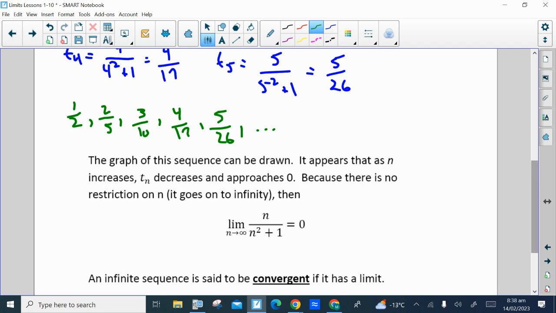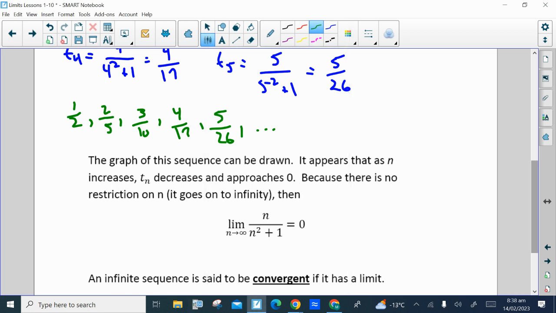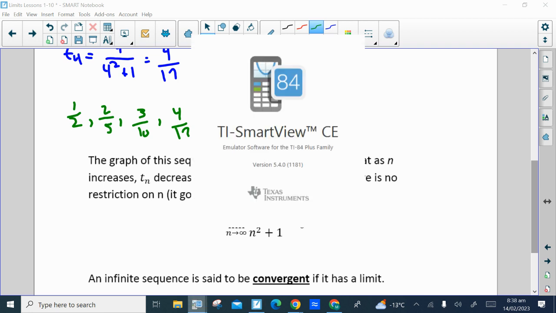But in this case here, the pattern of these fractions is that they are getting smaller and smaller and smaller, so they will approach 0. The calculator doesn't want to wake up. Try again. Okay.